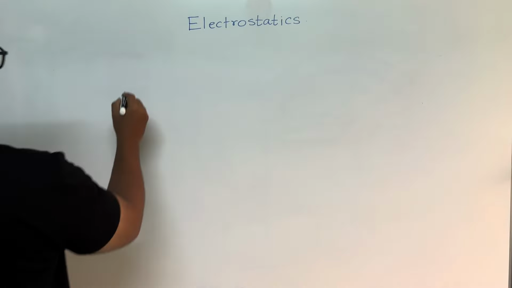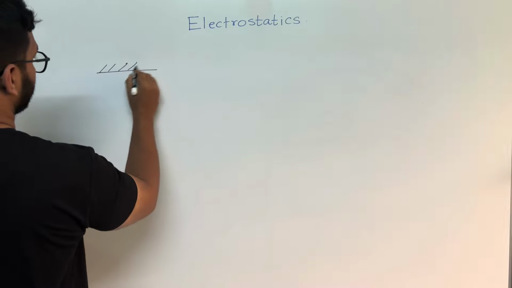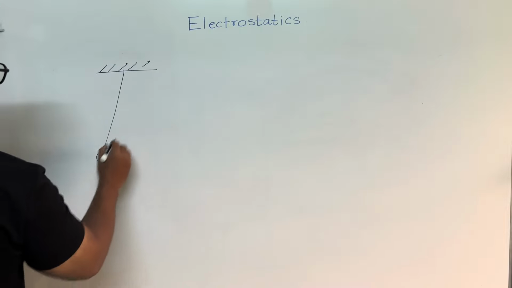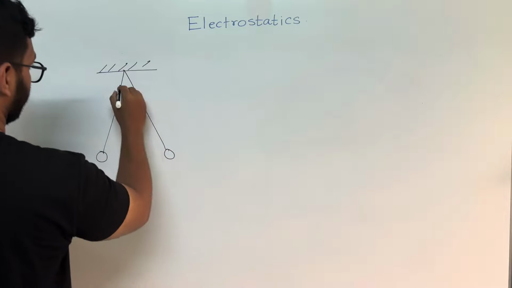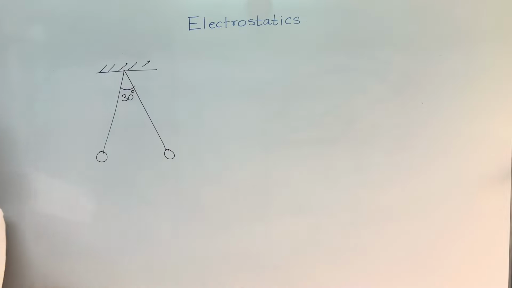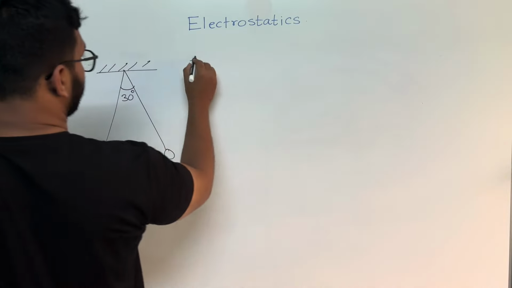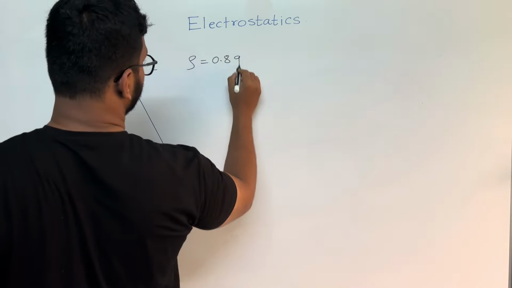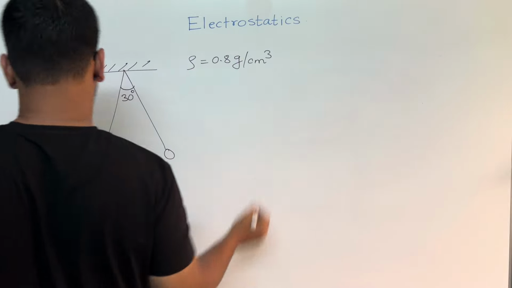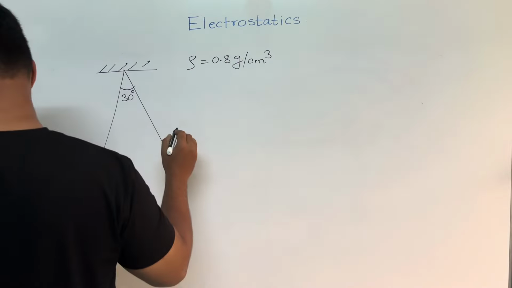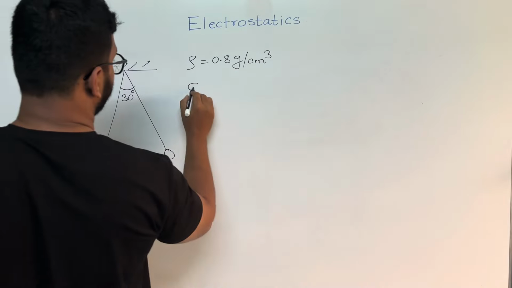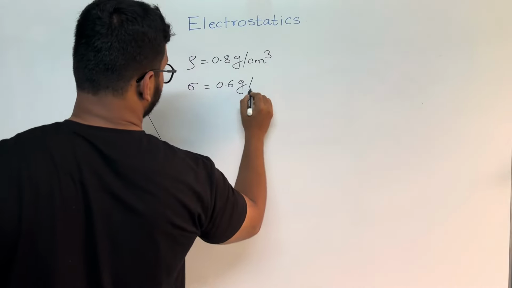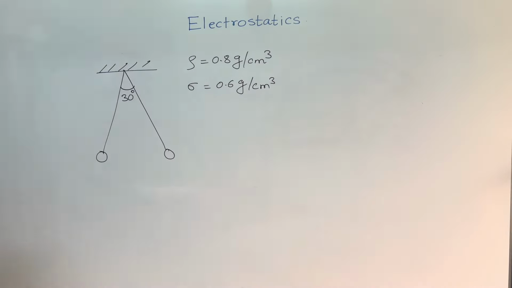Two identical charged spheres are suspended by strings of equal lengths, making an angle of 30 degrees with each other when suspended in a liquid of density 0.8 gram per centimeter cube, and the angle remains the same. The density of the material of the spheres is 0.6 gram per centimeter cube. Now find out the dielectric constant of the liquid.